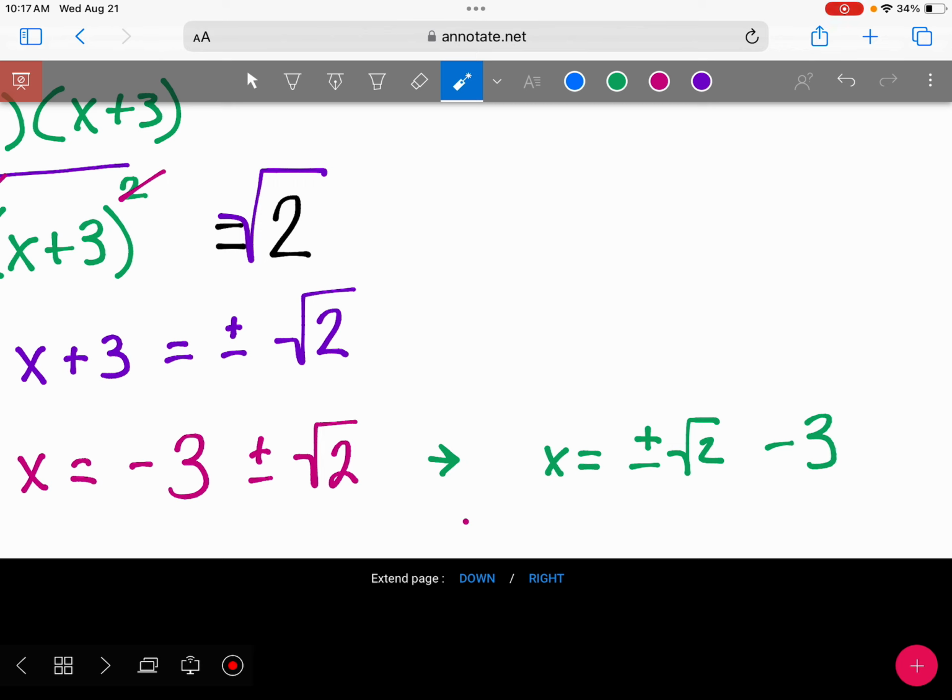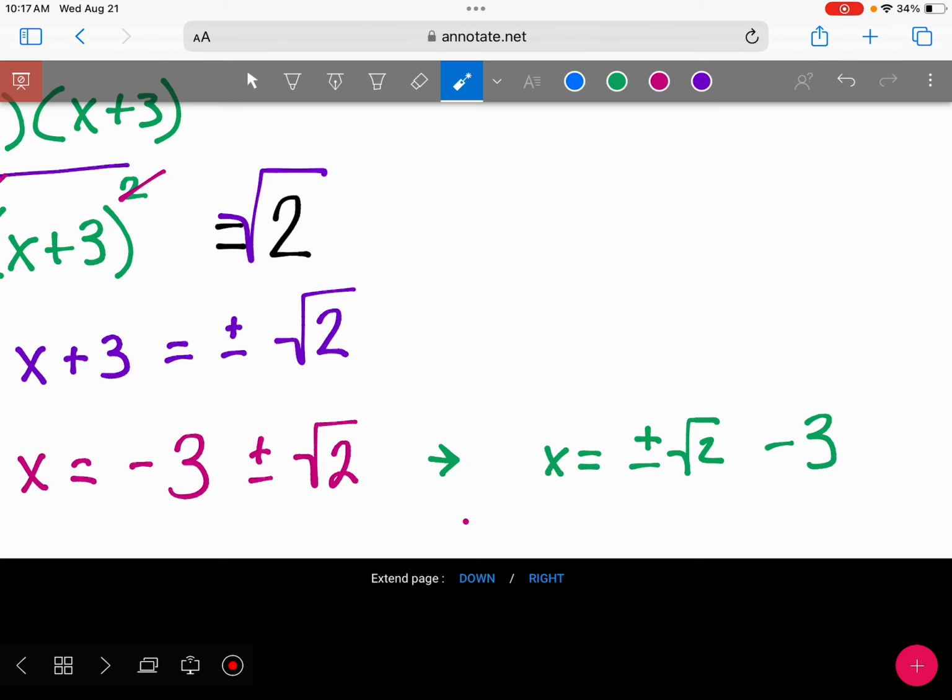What's up? We subtracted 3 from both sides, from right here. So I subtracted 3 from both sides, and that gave me a negative 3 over here. Okay? Questions on this one? Okay, cool.